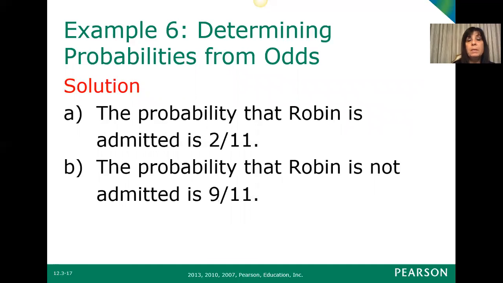Okay, so hopefully that makes sense. It's not very difficult. Just make sure you add the 2 numbers. That will give you the denominator, but you do have to be careful which was the odds in favor or the odds against.